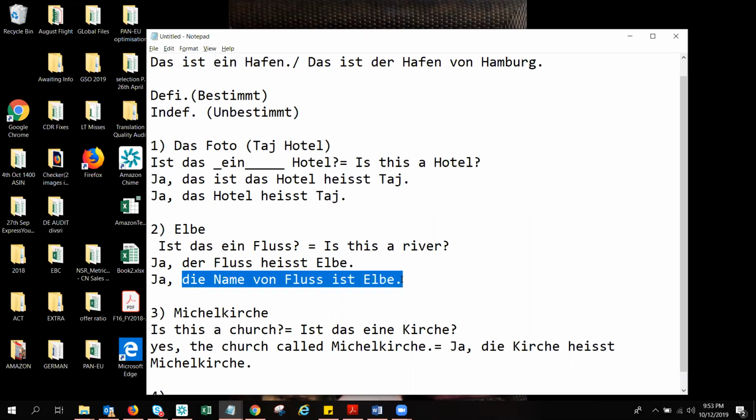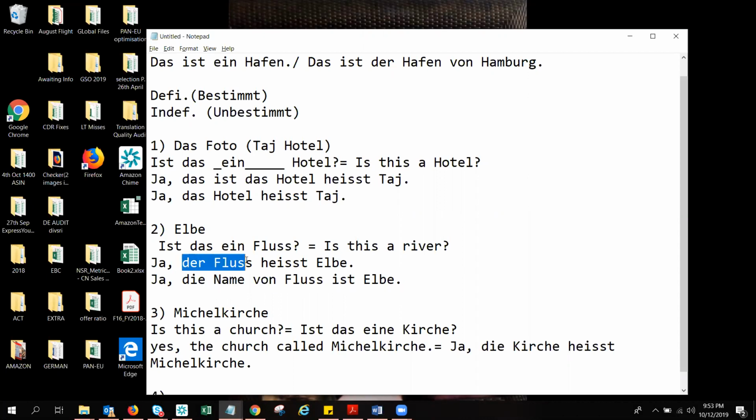This is another way to say this, but because I was teaching you the article, like how we can use the article of the particular noun, that's why I'm using this verb heist. If we use ist instead of heist, then it would be the river is Elbe. That doesn't sound like proper information that the name is Elbe. So heist is called, so the river called Elbe. Cool. But in general, you can use this format also.